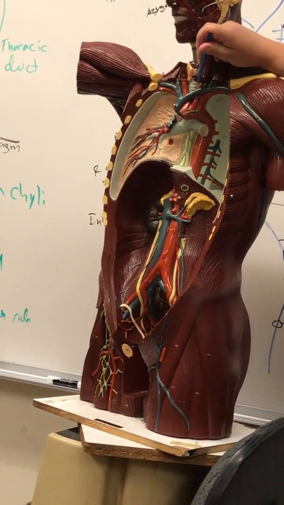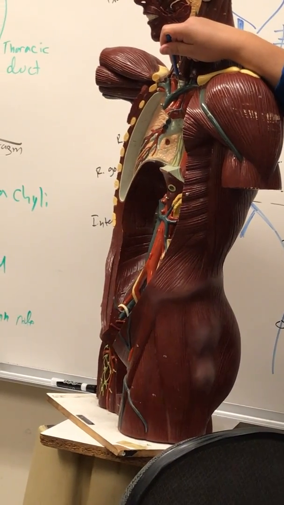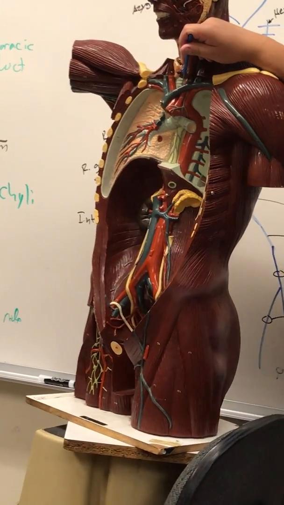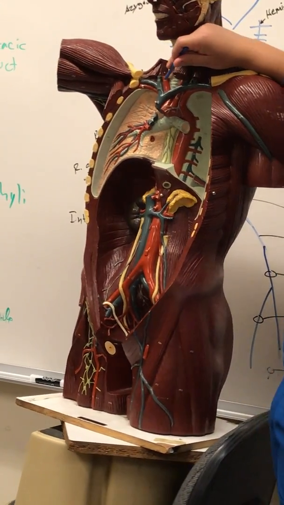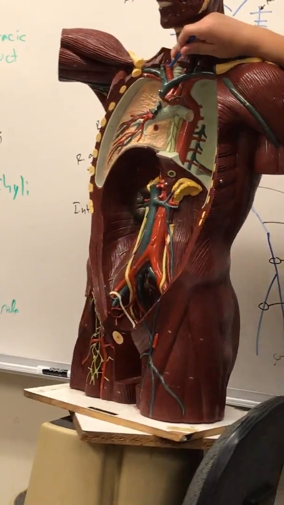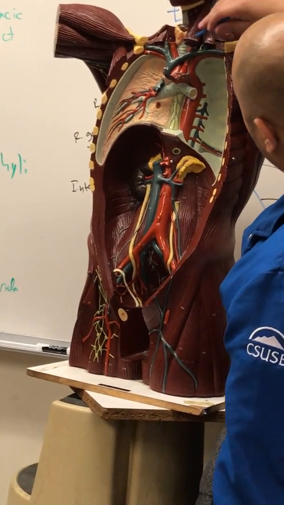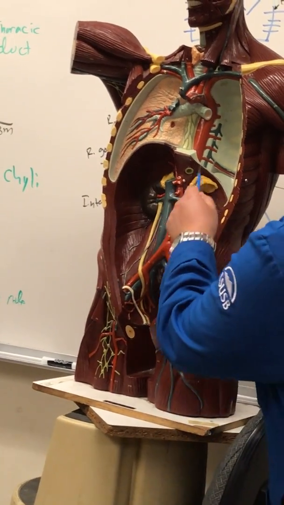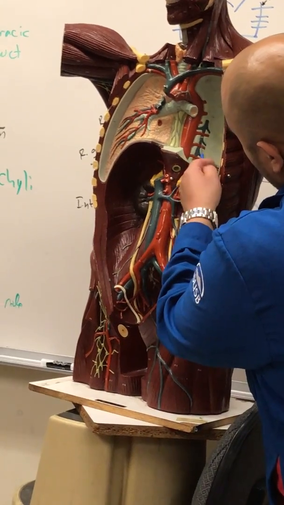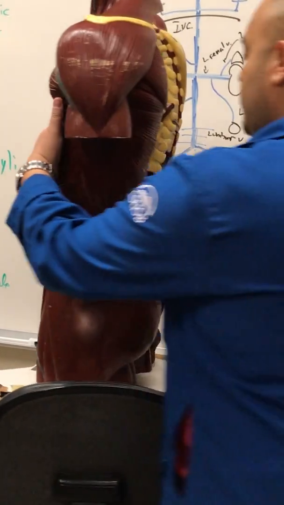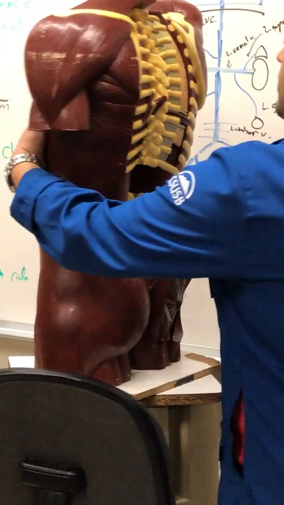What about this one? Left brachiocephalic vein. And this one? Right brachiocephalic vein. What about this one here? Around.